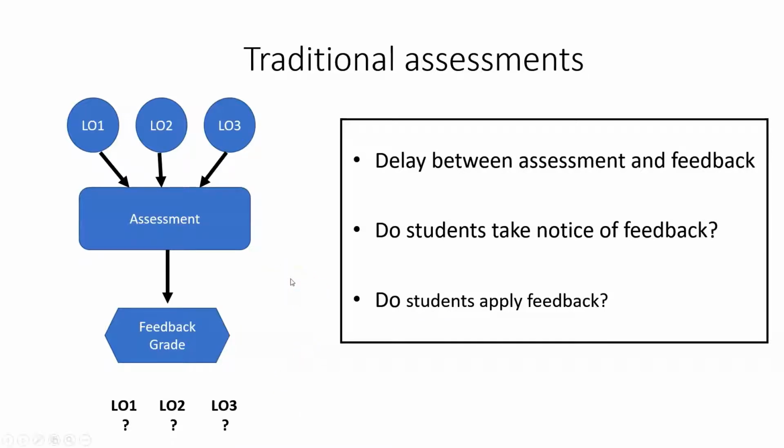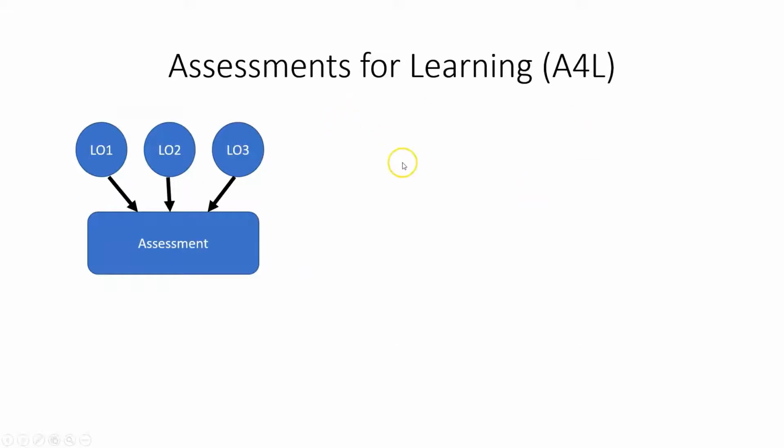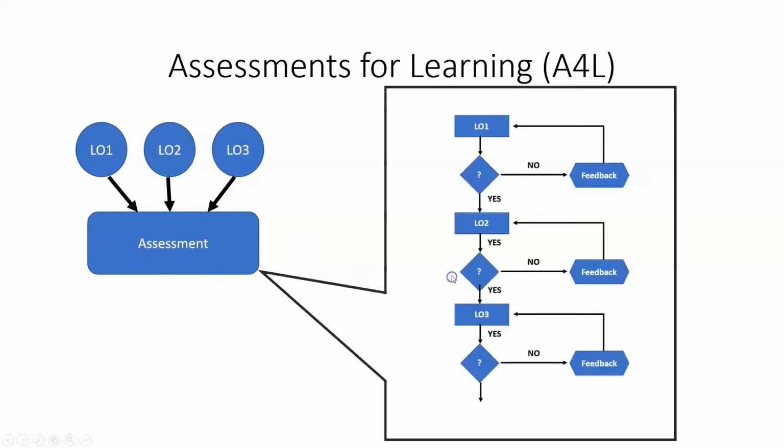So what happens in the assessment for learning? Here is the scheme for the A4L. We again have learning outcomes and we do the assessment. But you notice there is a bit missing. There is no feedback. There are no grades. What happened? Well, actually, everything happens in this assessment. So everything is included in this assessment. Feedback, etc., etc. How does it work actually?